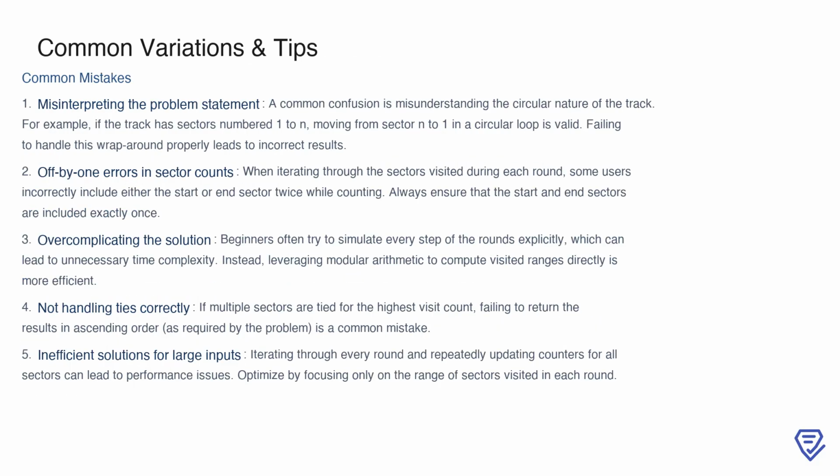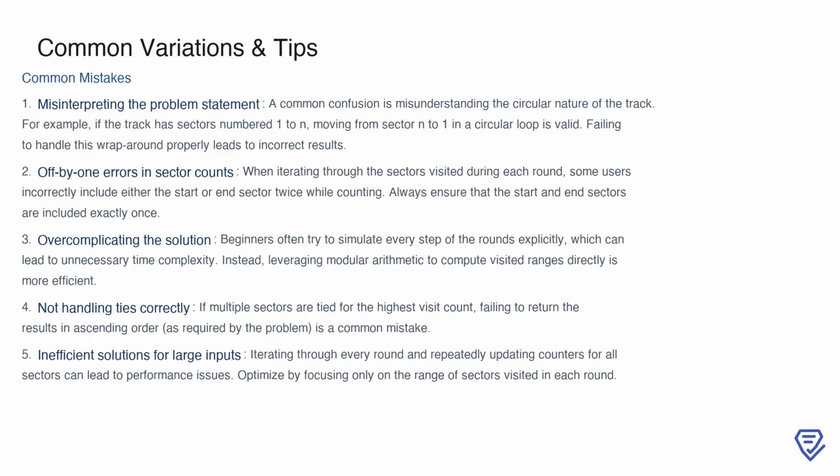In this problem, there are a few common mistakes to watch out for. First, misinterpreting the circular track is a frequent issue. Remember, if the sectors are numbered 1 through n, the track wraps around, meaning moving from sector n back to sector 1 is valid. Misunderstanding this can lead to incorrect results. Another error is off-by-1 issues when counting sector visits. It's important to include both the start and end sectors exactly once for each round, without double counting or skipping.